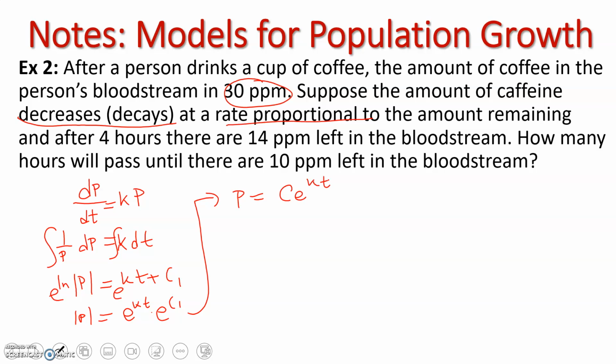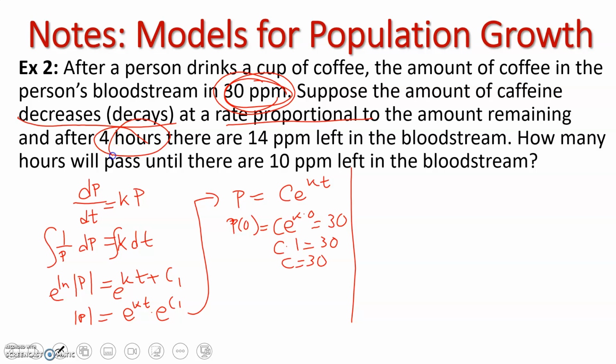Now we know that initially there's 30. So we know the initial population of coffee, that sounds funny, is 30. So C times e to the k times 0 is 30. So we can see C times 1 is 30, or C is 30. Then we also know that 4 hours later, there are 14. Okay, so our new function is P equals 30e to the kt, but we know that 4 hours later, that is 30e to the k times 4 is 14.